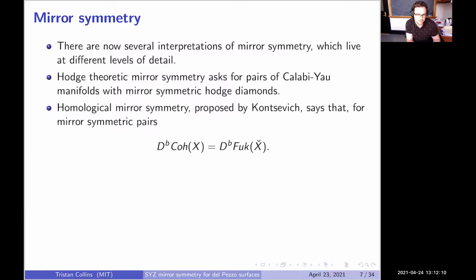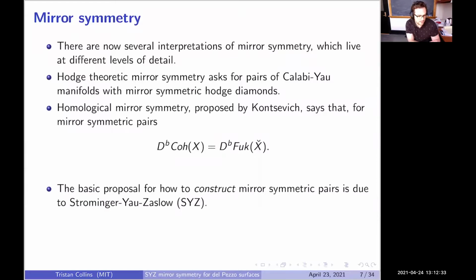There's homological mirror symmetry, which was proposed by Kontsevich, which says that the way to interpret mirror pairs is that their derived categories should be equal: the holomorphic derived category, which is the derived category of coherent sheaves, should be equal to the symplectic derived category, which is this derived Fukaya category of the mirror pair. And then there's a proposal of Strominger-Yau-Zaslow, which suggests how we should try to construct mirror symmetric pairs, and it also makes a lot of predictions about the metric geometry of Calabi-Yau manifolds.